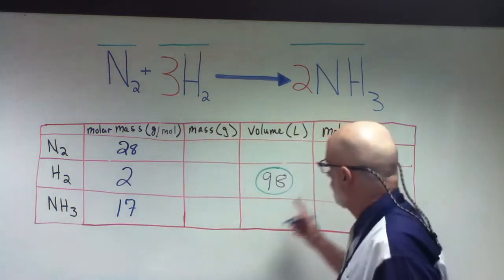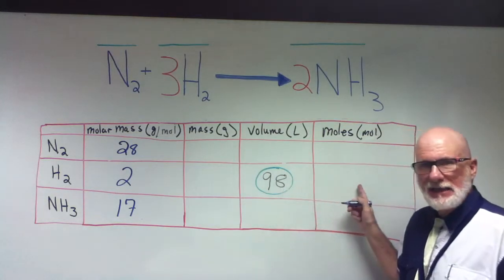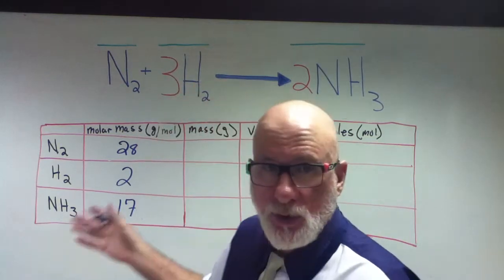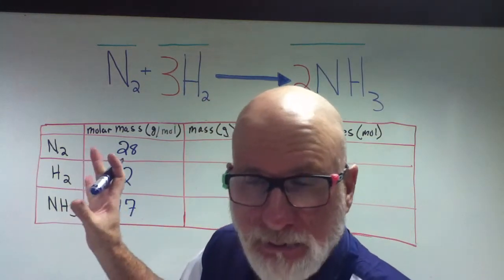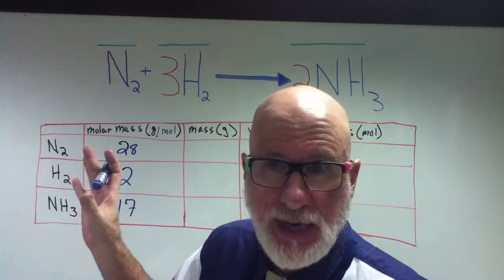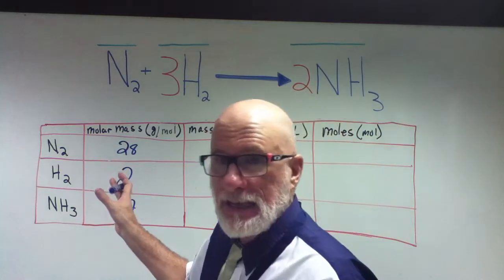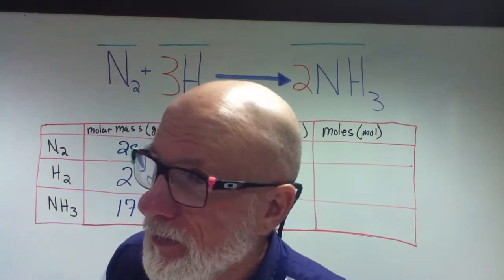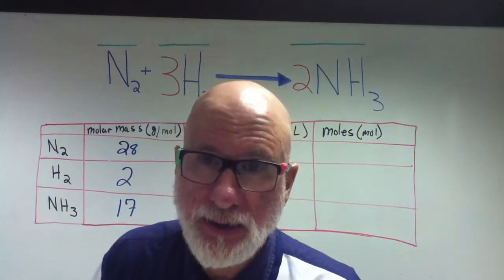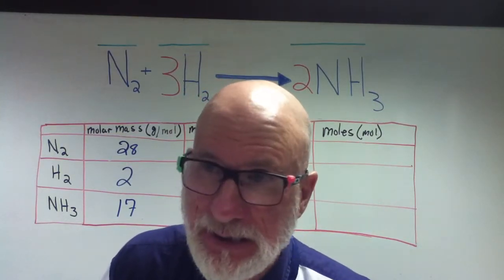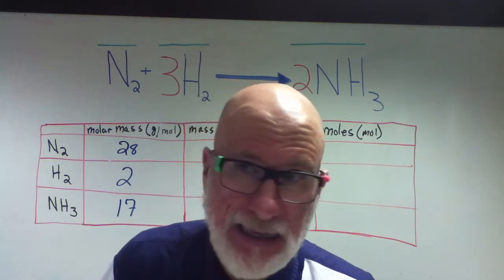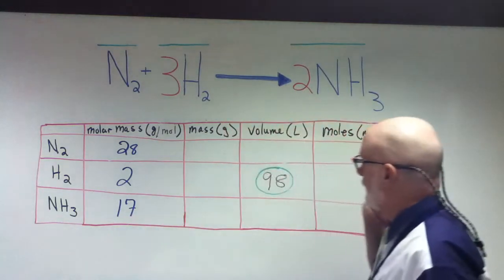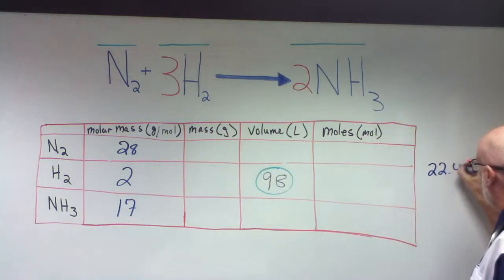How many moles are represented by 98 liters? Now, how many liters are in 1 mole of any gas? We're assuming, if they don't tell you, obviously we haven't done gas laws yet, but we've done stoichiometry, at STP conditions. You need to know what STP conditions are. What are they? 22.4 liters of gas, but what are STP conditions? 0 degrees Celsius and 1 atmosphere. Understood? Okay, now. So it's 22.4, right?